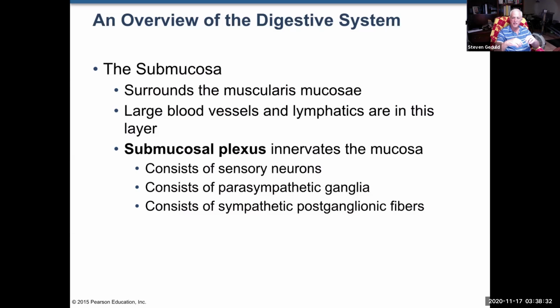The submucosal plexus innervates the mucosa. Okay, that's what sends the arteries and nerves, everything up into the plica, into your mucosa. Okay, so it has sensory neurons, parasympathetic and sympathetic. Okay. Which one of these two, the parasympathetic or the sympathetic, triggers digestion? Which one of those ganglia are going to be active when you have digestion going on?